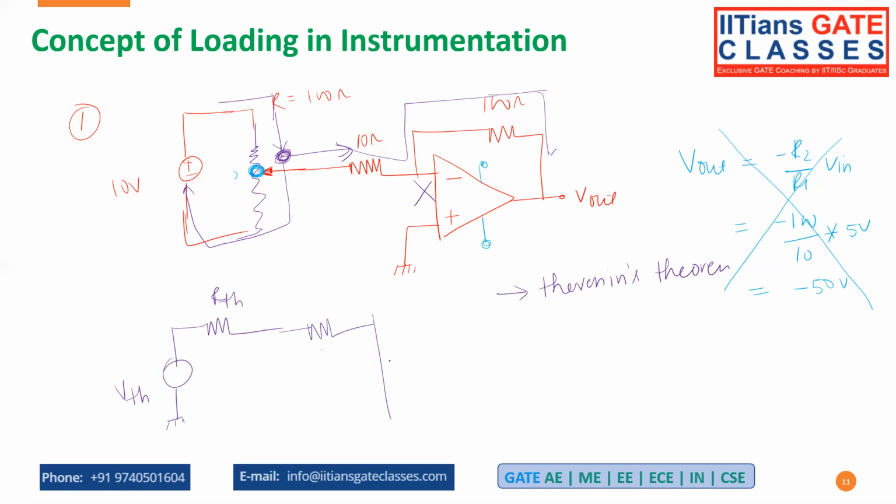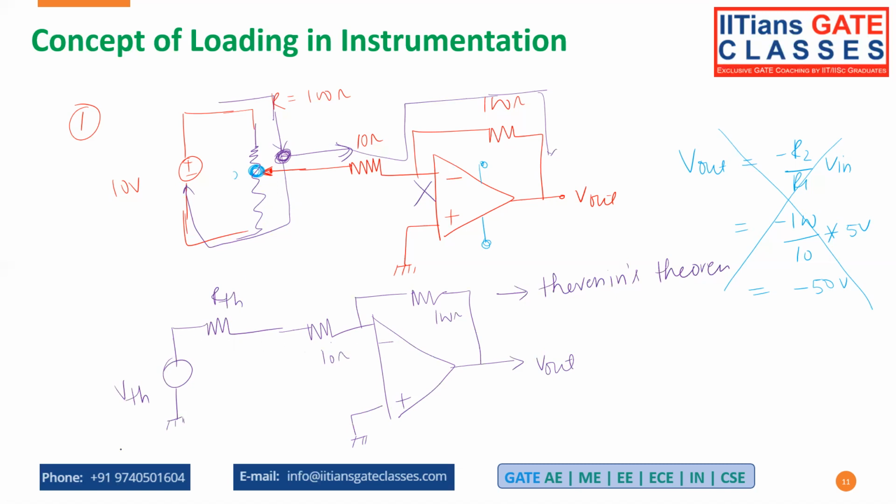If you Thevenize this, then what happens in Thevenization? You are separating both circuits. You are separating the op amp and the potentiometer. So there is no loading effect. No current is going from the output of the potentiometer to the op amp, because you are already disconnecting both of the circuits, right? So in that scenario, you can directly apply Thevenin's theorem.